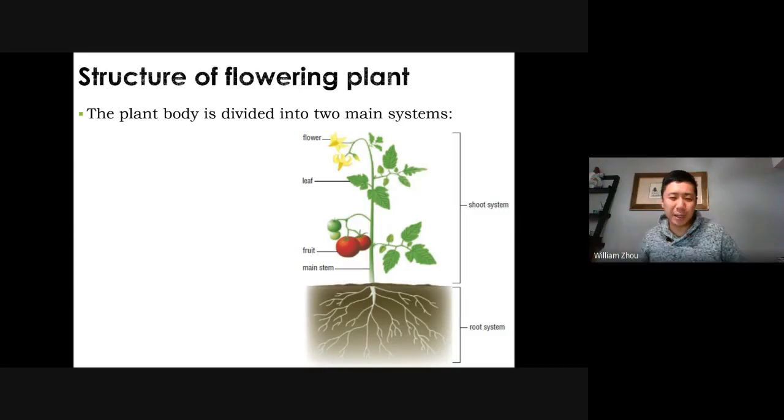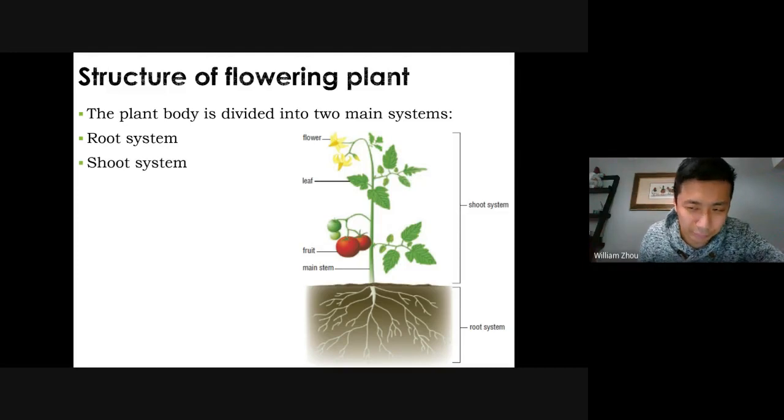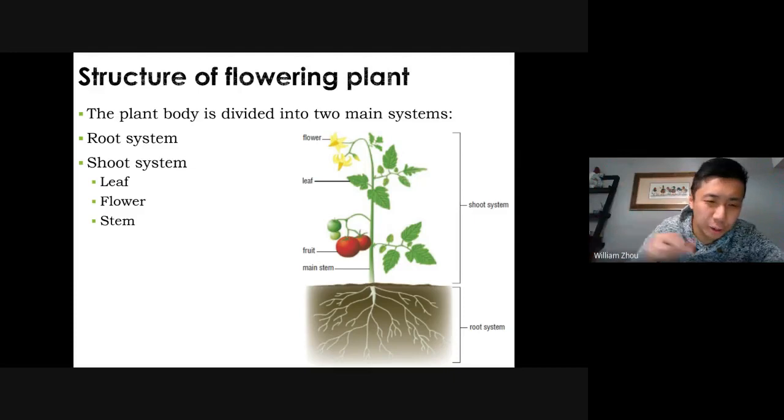So, the components of plants. Here is a typical plant. We divide it into two main systems, one beneath the ground and one above the ground. If you're beneath the ground, we call it the root system. That's it, just the roots. If you're above the ground, it's the shoot system. Obviously, above the ground is way more complicated than just the roots. You can have leaves, flowers, fruit, stem, and all that. So within the shoot system, we have leaf, flowers, and stems.